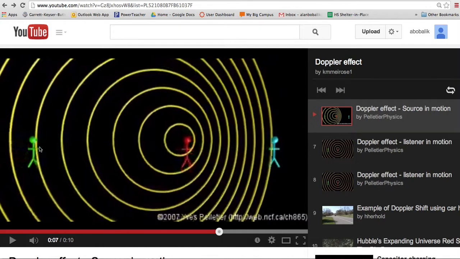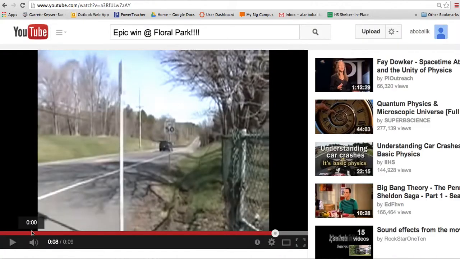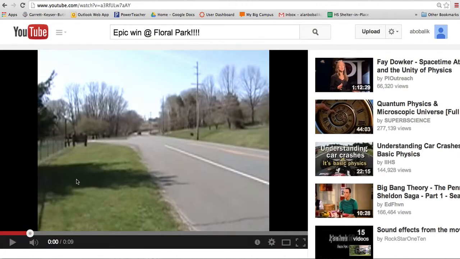There's less frequency. However, the person in front of the sound is getting hit by waves more frequently. There's less space between each wave, so there's less time between each wave that hits him. So the person behind is going to hear a different pitch than the person in front. Here we have a higher frequency. Here we have a lower frequency. Another example of what that actually sounds like is we could use an oncoming car honking its horn.